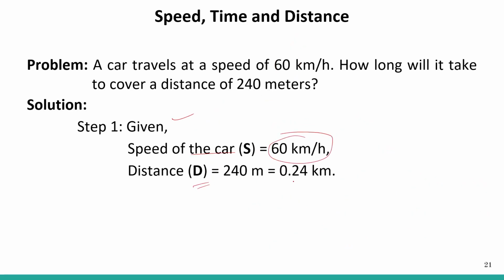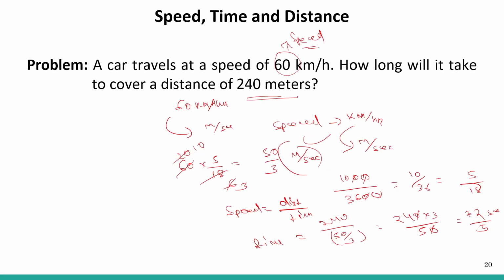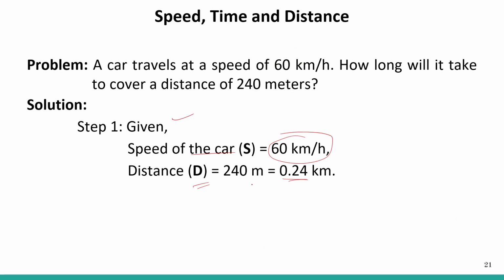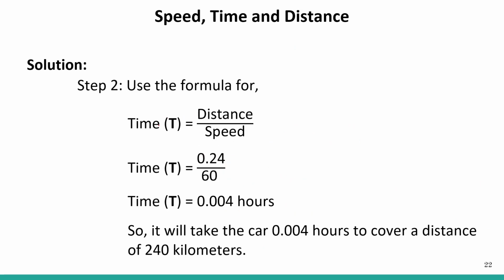Now, as we converted kilometer per hour to meter per second, we can also convert the meters to kilometers and then get the solution. So the distance, 240 meters, is equal to 0.24 kilometers. Time is equal to distance by speed. So time is equal to 0.24 kilometers, and in the speed we have 60 kilometer per hour, so we put 60 here. Time will be 0.004 hours approximately. So this will be the approximate answer.